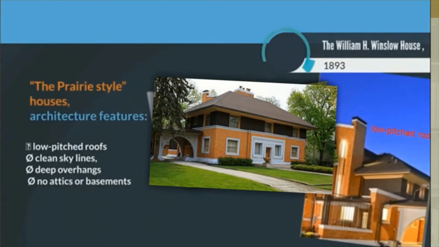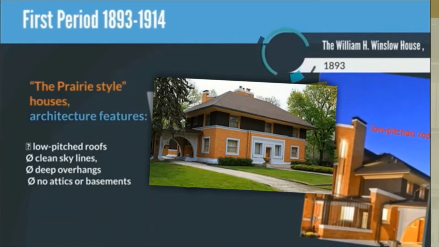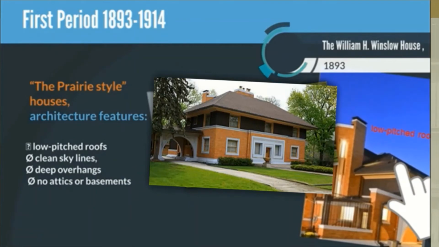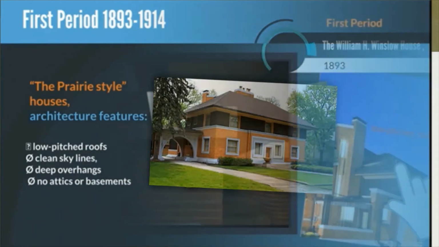We move now to the first period, 1893 to 1914, when he became famous for the Prairie style houses. Architecture features: low-pitched roofs, clean skylines, no attics or basements, and deep overhangs. The William H. Winslow House, 1893.